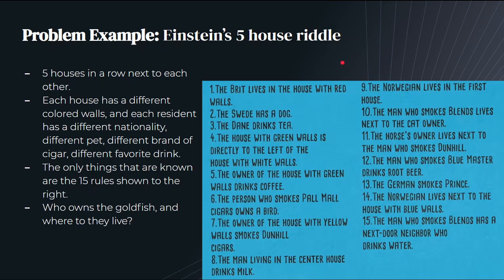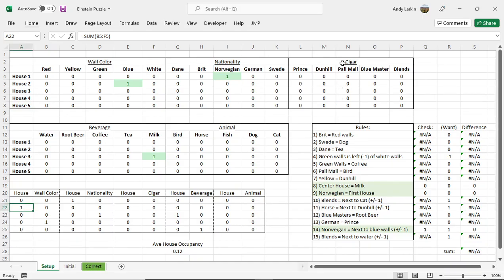So now let's go to the Excel page, and we can show you how I set it up. First, I made the little sections for wall color, nationality, cigar brand, beverage, and animals, all based on the houses. I also have a small table here where it's just the sum of everything here. So we're wanting all of these to be 1. One house has 1 wall color, and that's final.